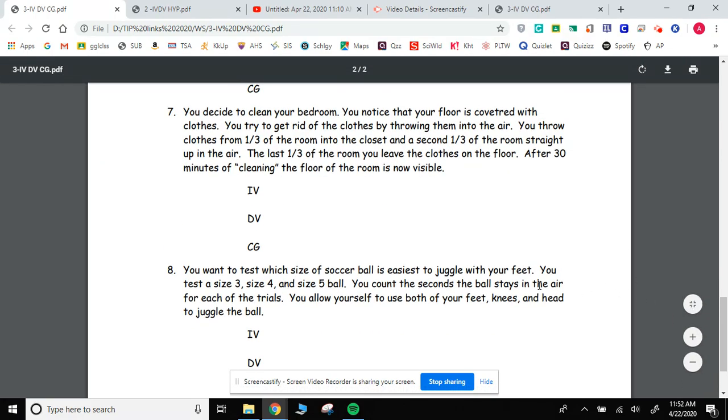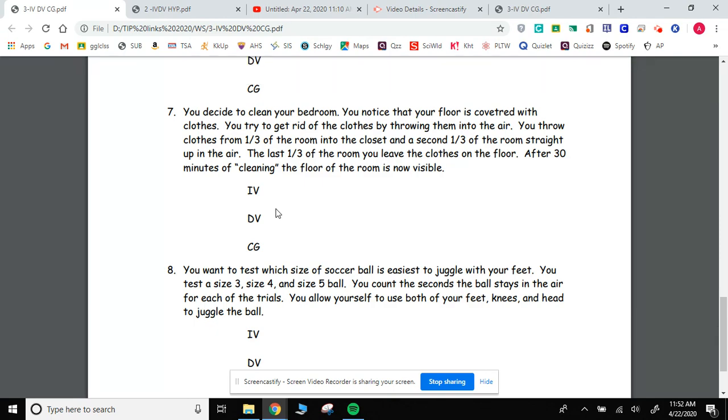Number 7. Let's just go through the answers here. The independent variable is something about how you're throwing the clothes. The dependent variable is the visibility of the floor. The control group is the part where there is a normal situation or the part that doesn't receive the treatment.